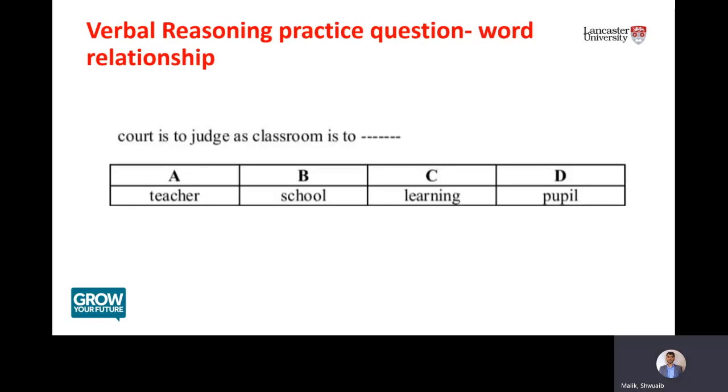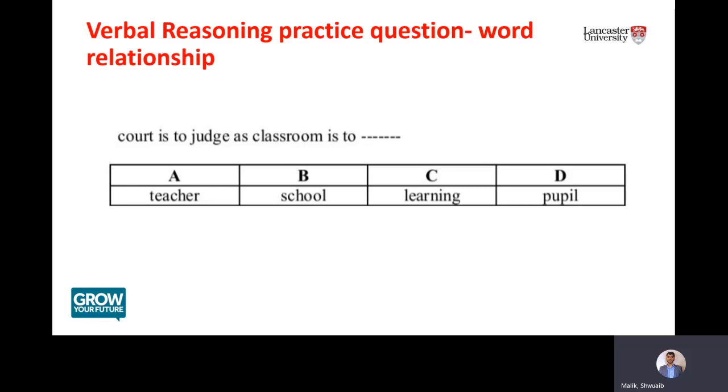So we'll quickly go through a word relationship question. These verbal reasoning questions are not too common at all. Again, though, it's important that in case it does come up, you know how to answer them properly. In this particular type of question, you will be presented with two words. In this case, it's court is to judge, as classroom is to, and then you have four options.